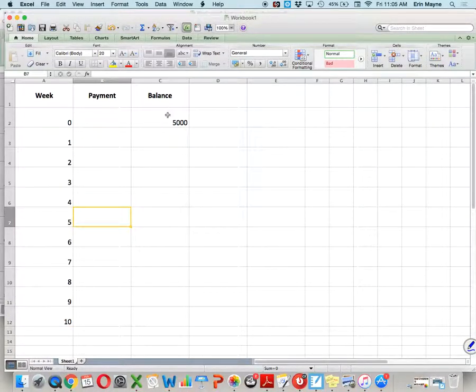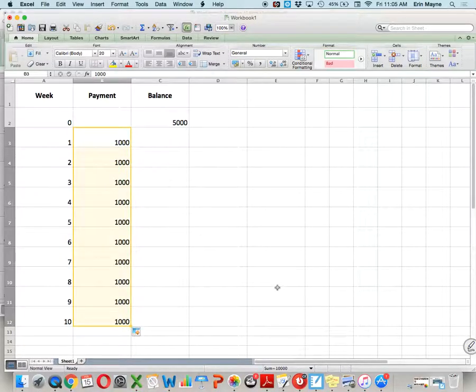After I have my initial balance, I start making payments. But that payment for this scenario, not every scenario, but for this scenario, is the same. So I only have to type one of those, and then I do a similar set of steps. I take the cursor guy, I put him in the bottom right-hand corner, and I drag. Anyone need me to do that again? It doesn't hurt anything to.